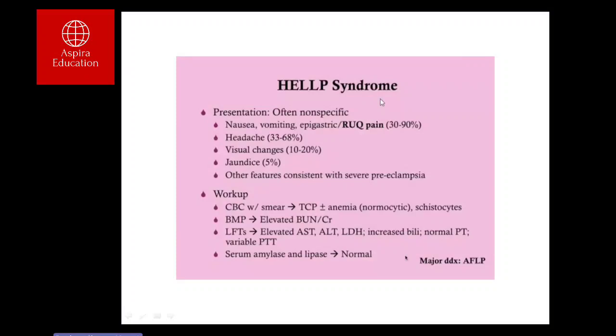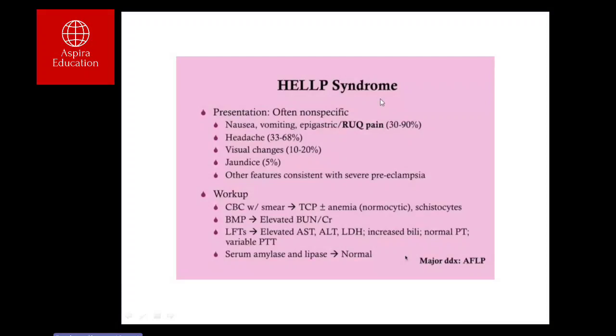Workup may show a complete blood count with thrombocytopenia, anemia, or schistocytes. There could be elevation in blood urea and creatinine, and the patient may have acute kidney injury. The liver function test will predominantly show a very high level of AST and ALT. There could be increased LDH because of hemolysis. Other causes of acute abdomen, such as pancreatitis, should be suspected, and amylase and lipase will turn out to be normal.